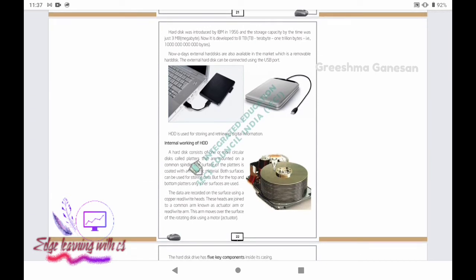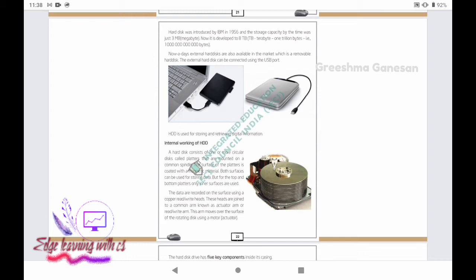So every storage data will be stored in the secondary memory and the primary memory will retrieve the data from the secondary memory and it will go with the work. Hard disk was introduced by IBM in 1956 and the storage capacity by the time was just 3 megabytes. Now it is developed to 8 TB, 8 terabytes, 1 trillion bytes. This much amount we have sophisticated now.